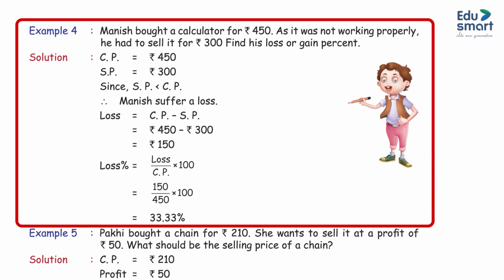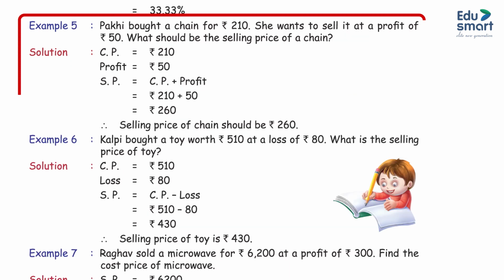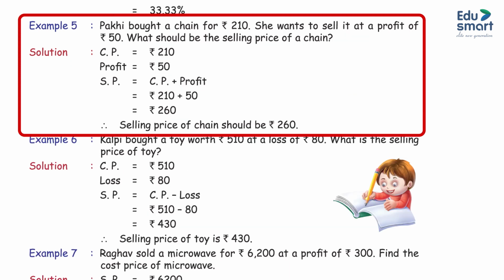Example 4. Manish bought a calculator for rupees 450. As it was not working properly, he had to sell it for rupees 300. Find his loss or gain percent. Solution: CP is equal to rupees 450, SP is equal to rupees 300. Since SP is less than CP, Manish suffered a loss. Loss is equal to CP minus SP, rupees 450 minus rupees 300, is equal to rupees 150. Loss percent is equal to loss upon CP into 100, 150 upon 450 into 100, is equal to 33.33%.